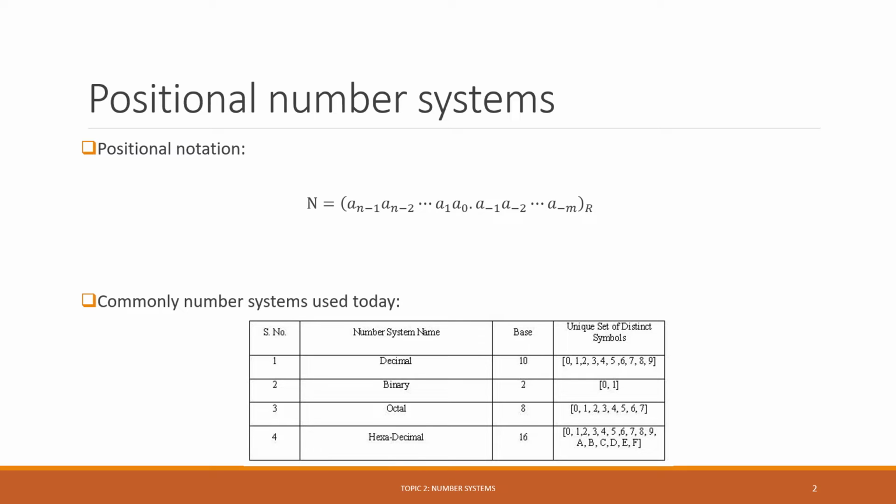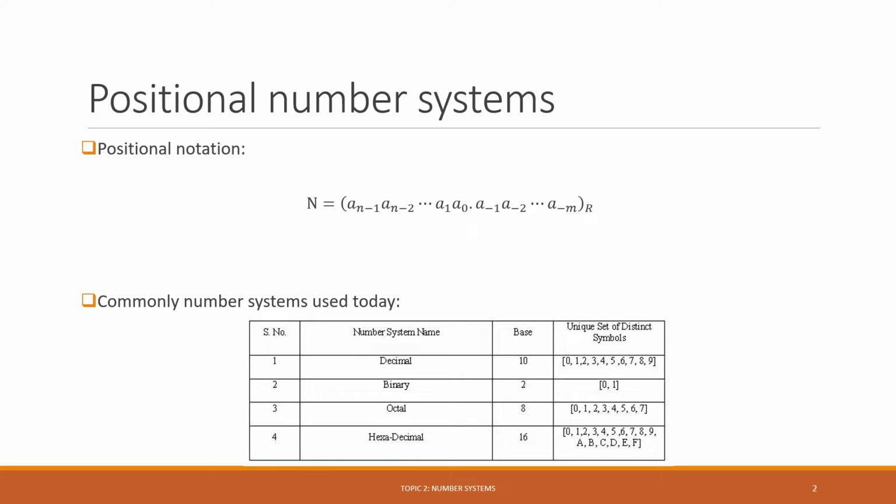For example, the decimal number system we use every day is a positional number system, right? We have 10 digits here, and we can use them to represent any number, just by putting those different digits in different order. Okay, so here I showed you a general format of how to write a positional number. This is called positional notation.